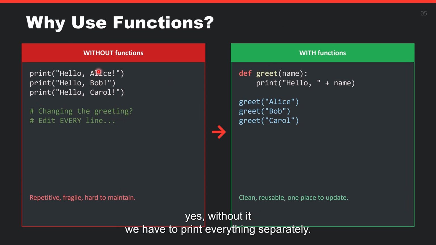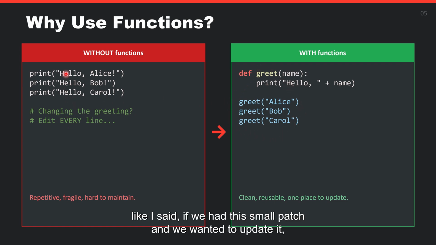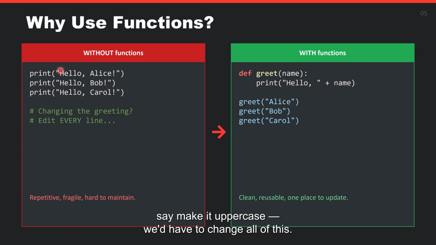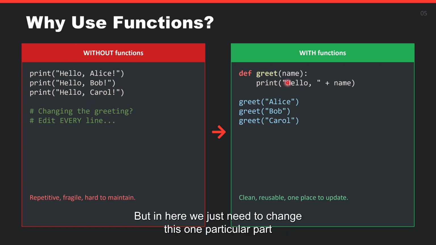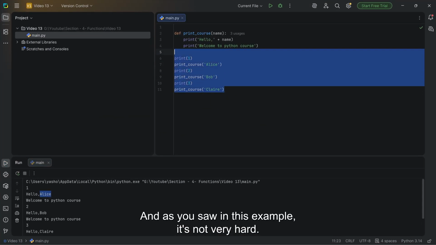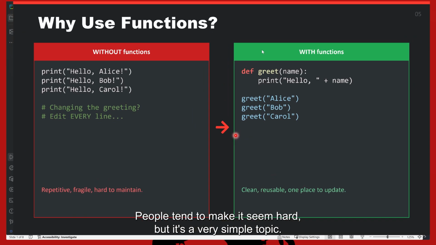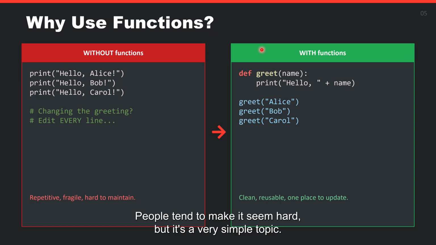Now, changing the greetings, yes, we have to print everything separately. But if we have a function, you can see greet name, hello, comma, name. Now everything is reusable. If you make a mistake, like I said, if we had this small h and we have to turn it to a bigger h, uppercase H, we had to change all of this. But in here, we just need to change this particular part and everything will be changed. So that's why we use functions. And as you saw in this example, it's not very hard. It's a very simple topic. People tend to make it hard, but it's a very simple topic.